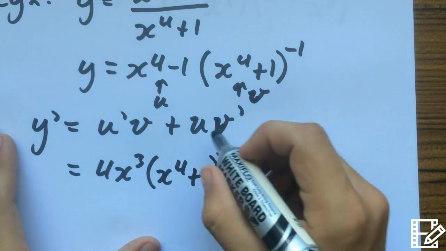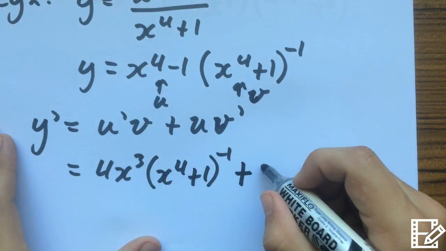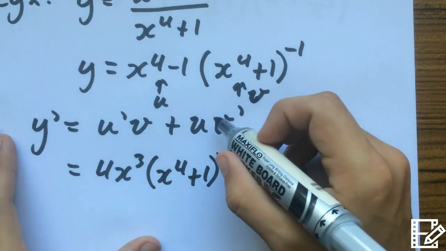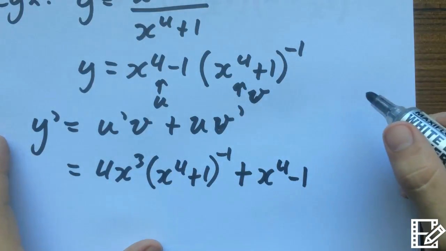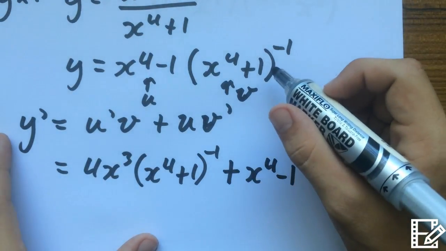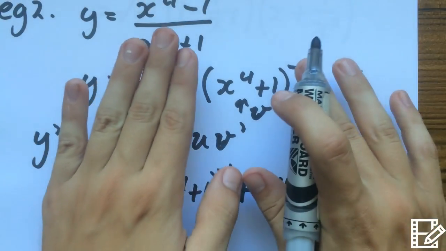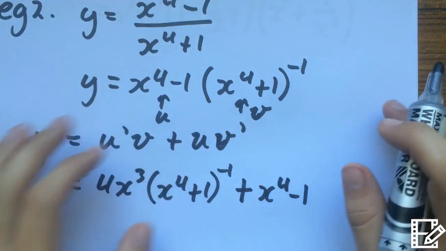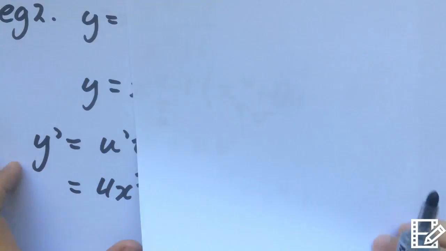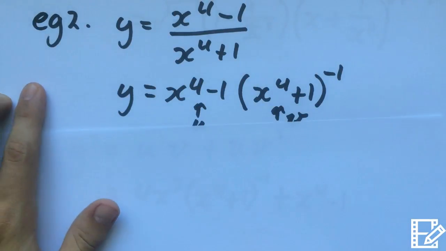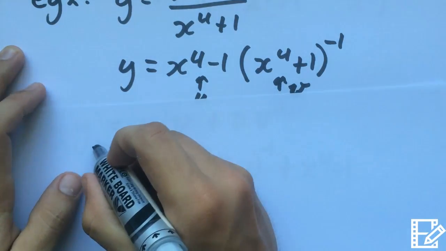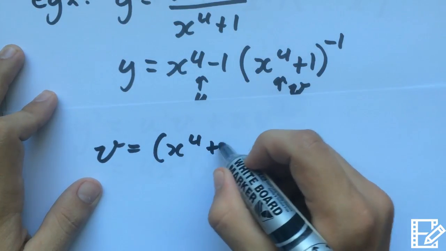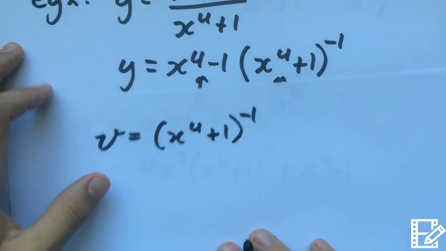Now we add u, which is x to the power of 4 take 1, and then we multiply it to the derivative of v. Now this is the chain rule, so we're going to need the chain rule to solve the derivative of this little function here. I'm going to grab a separate sheet of paper and rewrite it. So v is equal to x to the power of 4 plus 1 to the power of negative 1.